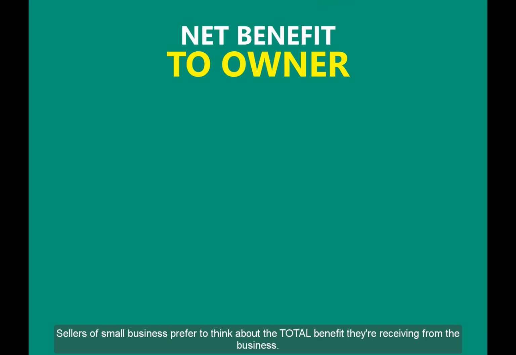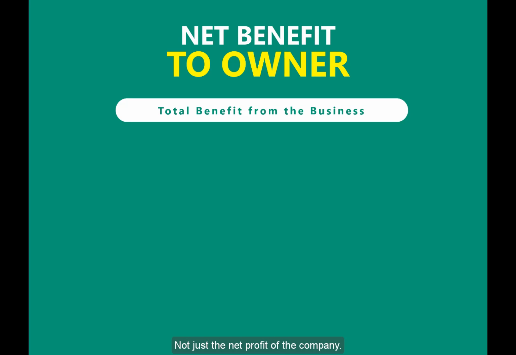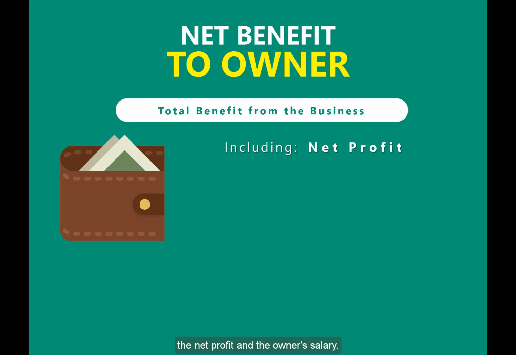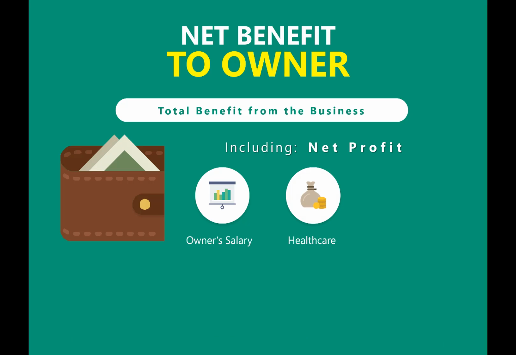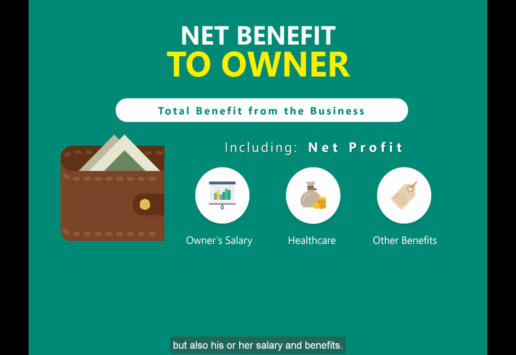Sellers of small businesses prefer to think about the total benefit they're receiving from the business, not just the net profit of the company. Remember the expenses of the business? Well, one of those expenses was the owner's salary. The owner is being paid by the business as an employee, as well as owning the company that earns the profits. So the total benefit would include the net profit and the owner's salary. In addition, the owner might receive benefits like healthcare, especially in the US, and other benefits. By selling the business, the owner would be giving up not only the net profit of the company, but also his or her salary and benefits.